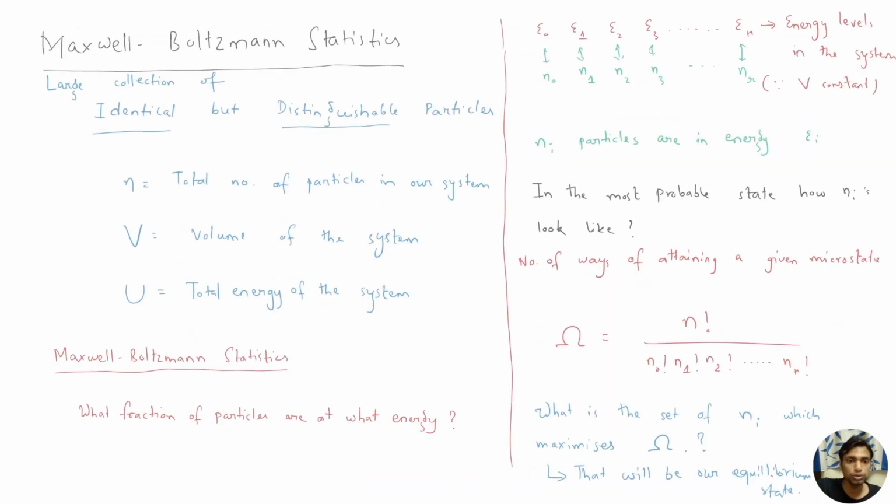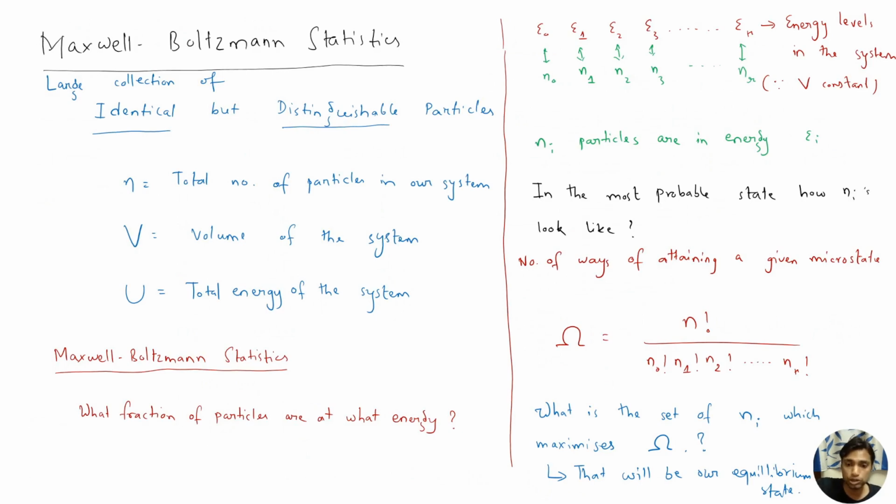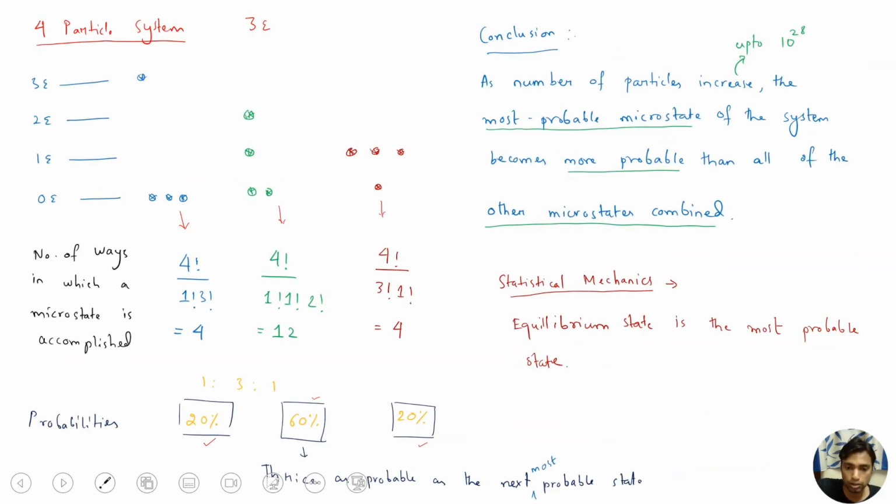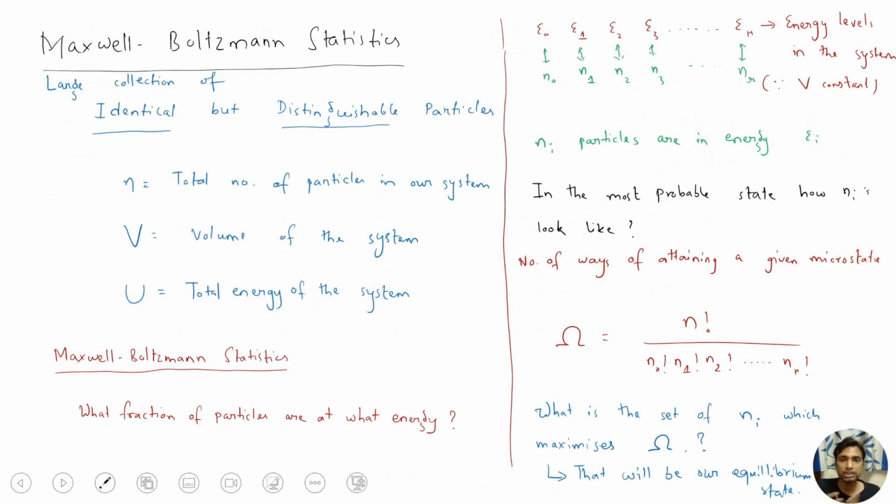So what we are going to do now is use this concept, look at the most probable state, and get into what is Maxwell-Boltzmann statistics. Let us fix that we have a total of n particles in our system, and the volume is fixed. Since the volume is fixed, the energy levels of the atoms in that volume are fixed. And one thing we have to keep in mind is that in Maxwell-Boltzmann statistics we are looking into identical particles, but they are distinguishable, just like we saw in the previous example.